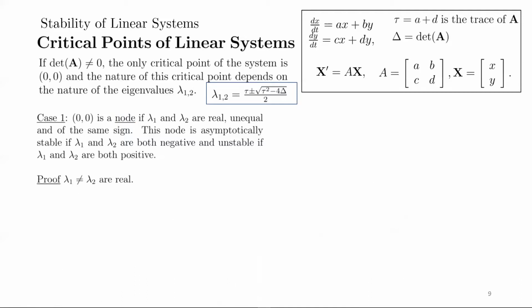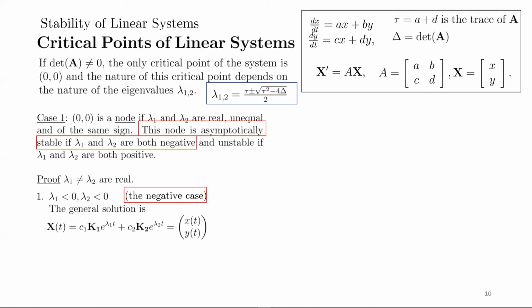Let's look at the proof really quickly. Lambda 1 is not equal to lambda 2, but they are both real. There are a few subcases we need to look at here. The first one is the negative case. Remember, we are looking at lambda 1, lambda 2 being real, unequal, and of the same sign. So in the first subcase, we're looking at the case where lambda 1 and lambda 2 are both negative.